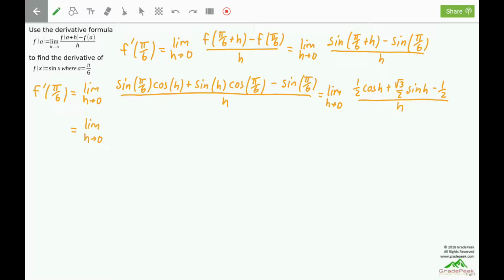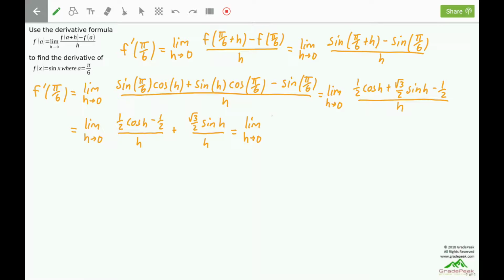Limit as h goes to 0. I'm going to pair off the 1/2 cosine h and the negative 1/2 into one expression. This is all over h. And then the root 3 over 2 sine h, it's also over h. I'm separating these fractions because the second fraction already has the identity of sine of h over h. The first one does not just yet, and we have to do a little work with that one to make it have the identity happen.